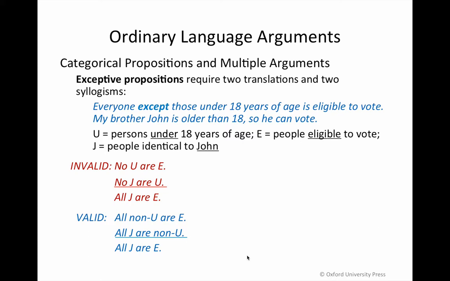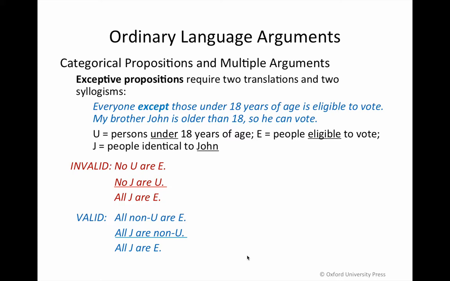Now let's take a look at the second argument, the one that's valid. All non-U are E, all J are non-U, so all J are E. Notice that the middle term, non-U, is distributed in the first premise. The minor term is distributed in its premise because it's distributed in the conclusion. It must also be distributed in its corresponding premise.